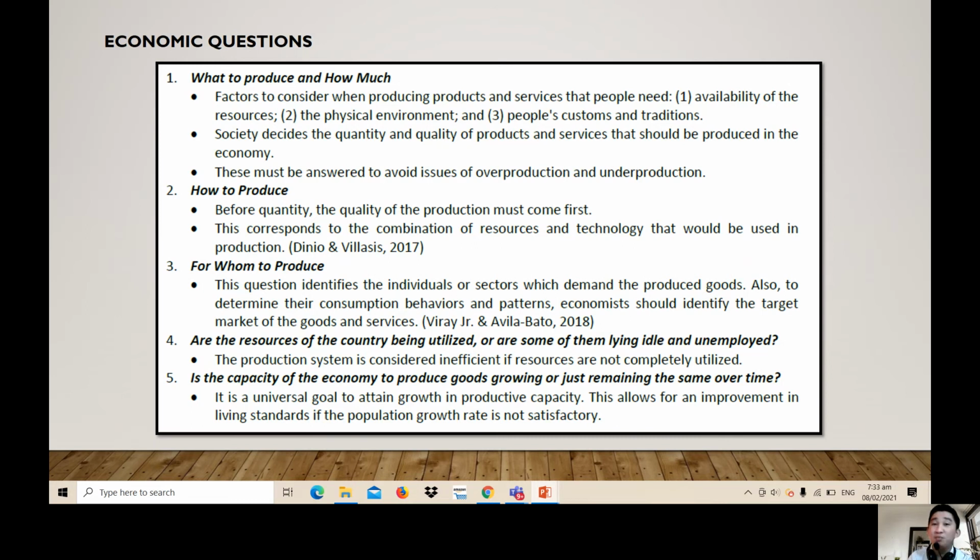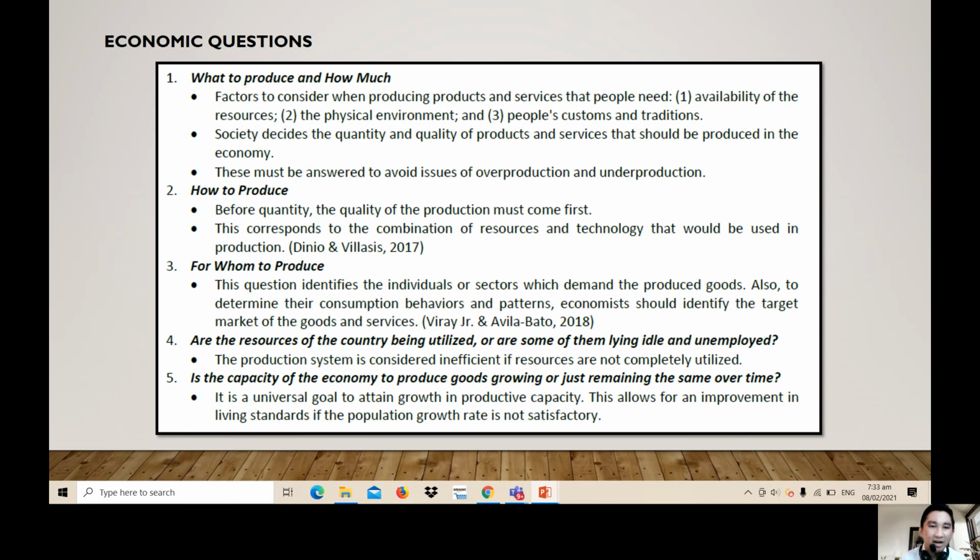Next economic question is for whom to produce? Para kanino tayo magpuproduce ng mga ganitong resources? This question identifies the individuals or sectors which demand the produced goods. Siyempre may planning naman yung mga manufacturers. At alam nila na they are producing this one because a certain type or part of our place or as a whole needs it. Okay? Also, to determine their consumption behaviors and patterns, economists should identify the target market of the goods and services. So, kailangan din talaga nito ng proper research and demographics.